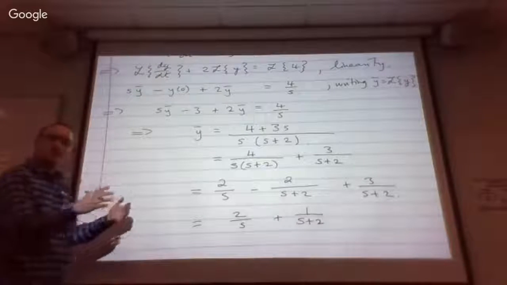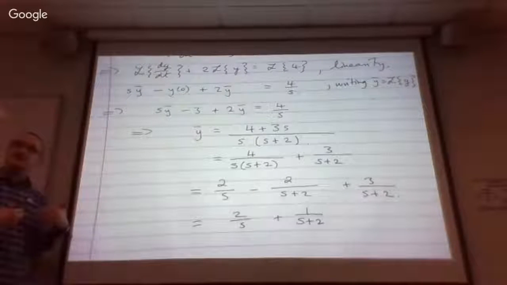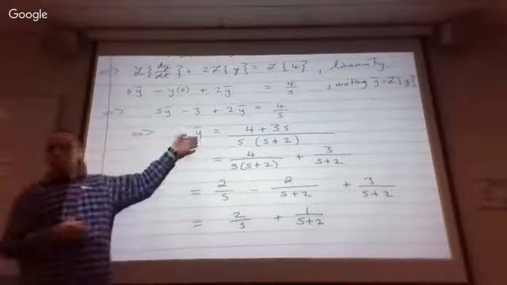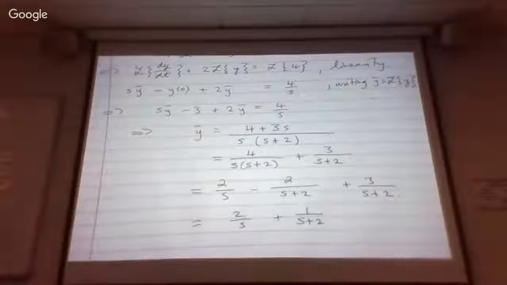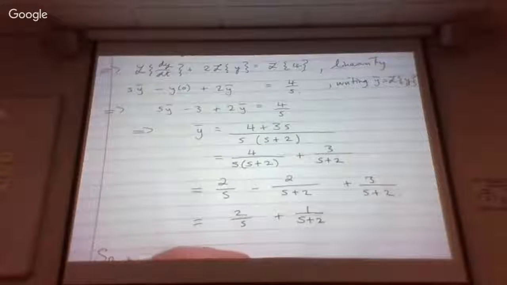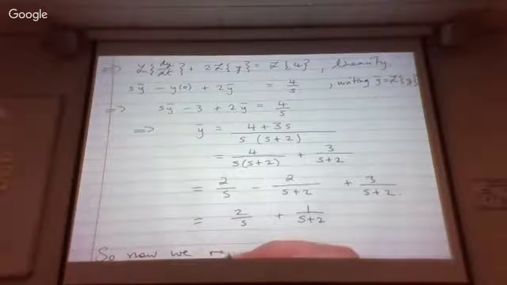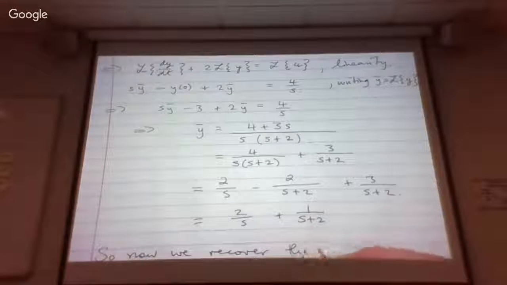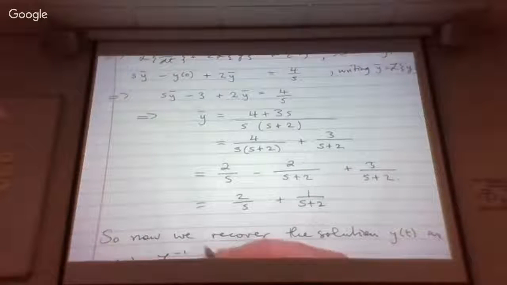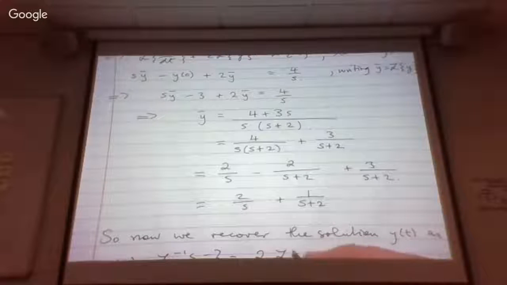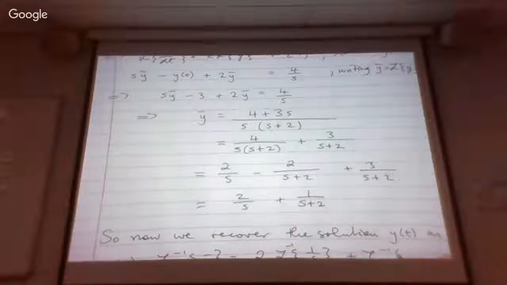So now we're ready to do that final step, to take the inverse transform of this whole thing. The inverse transform of y bar is just y. The inverse transform of that, we can read it off the table. So now we recover the solution y of t as the inverse transform of y bar. By linearity, it's 2 times the inverse transform of 1 over s plus the inverse transform of 1 over s plus 2.